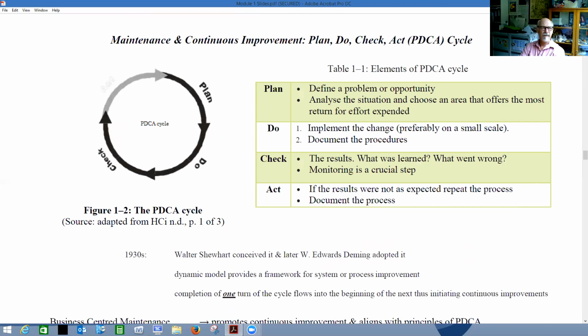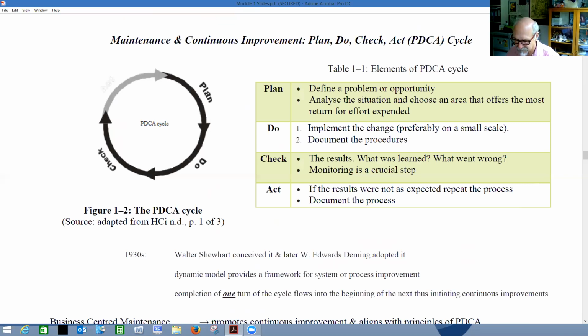Is there anything else that, while you were doing it, you were able to monitor that was occurring? So, you know, check, basically. What went wrong? What got you here? In other words, could you do this faster? Could you do it better in terms of your maintenance strategy, your maintenance planning? Can you now see that you might have to do this more frequently, or less frequently? And then act: make decisions on the data that you've collected and the experiences you've had. If the results were not as expected, obviously repeat the process, and document the process.